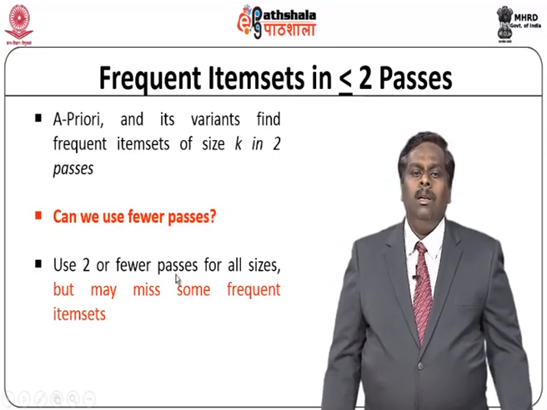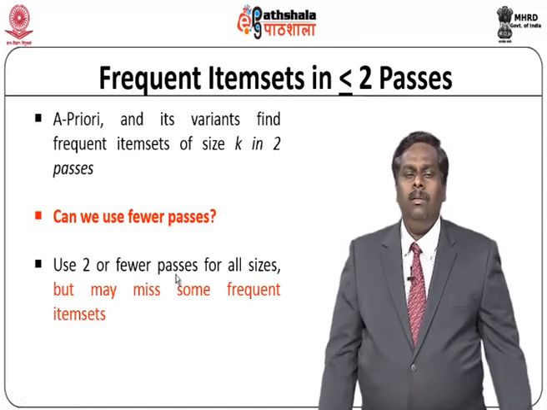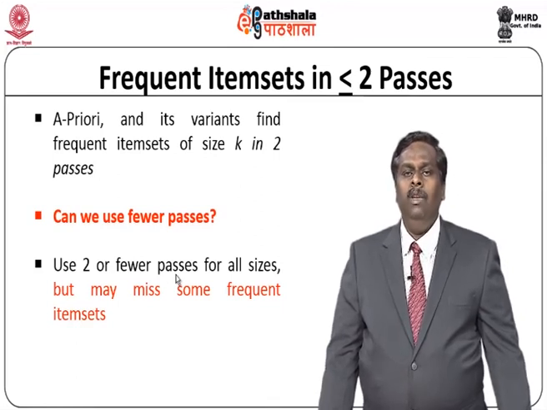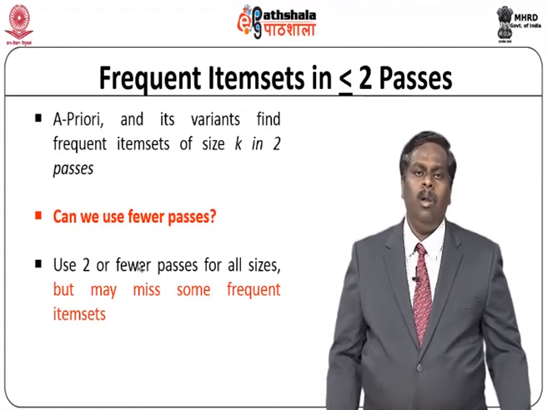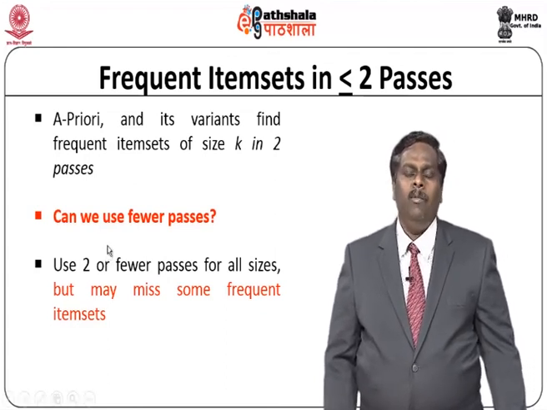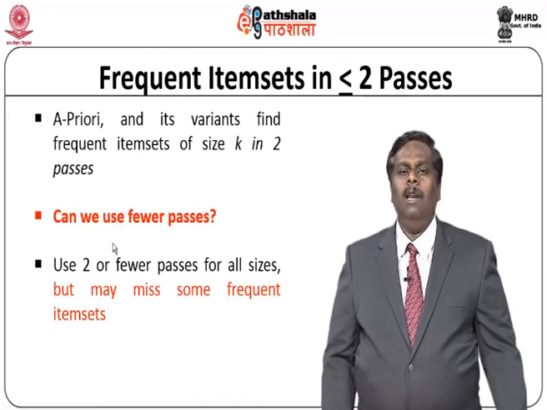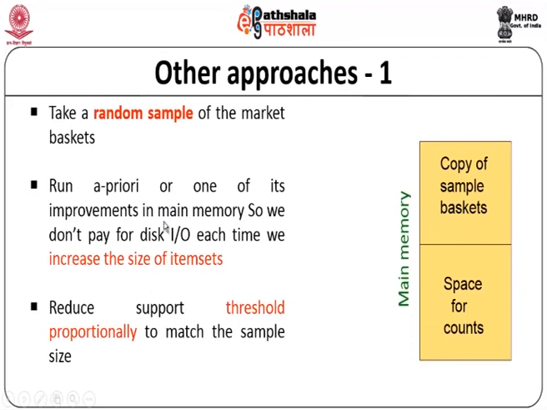That is, when we are looking for less than 2 passes or fewer than that, then we may sometimes miss a few of the item sets. This is going to be a drawback, but we are going to miss only a few, and the majority of the frequent item sets still can be captured. So, what you can do is have a main memory mapping like this. You can have a space separately for counts and then a copy of the sample buckets.